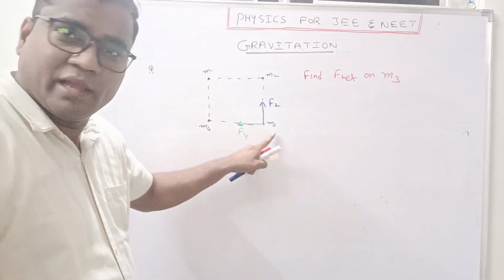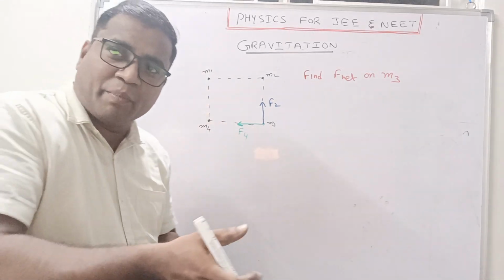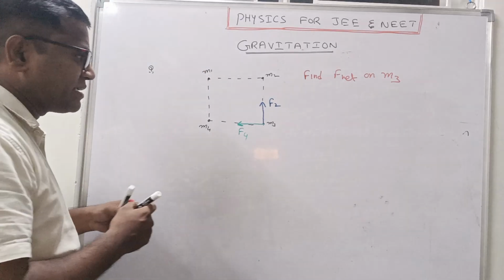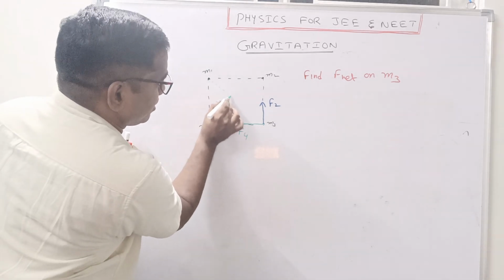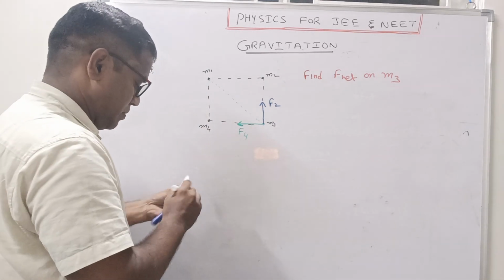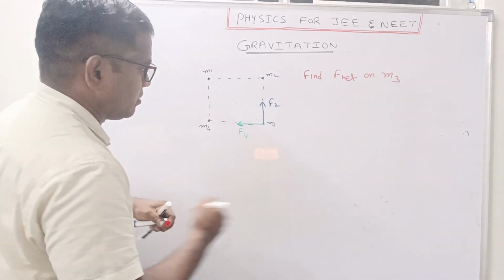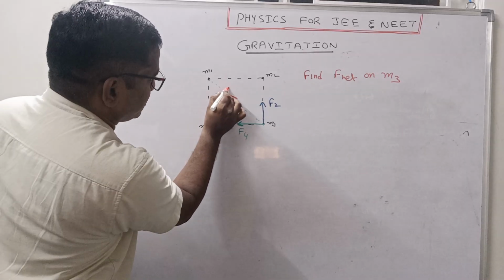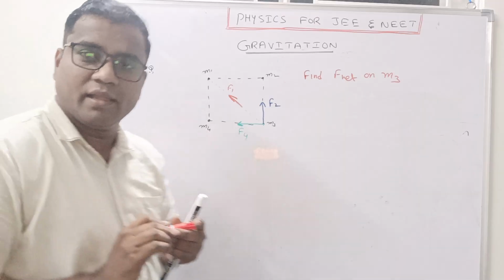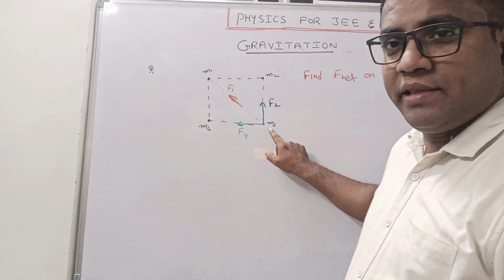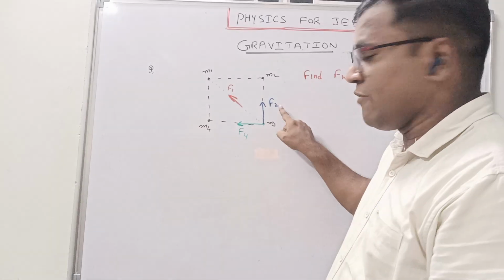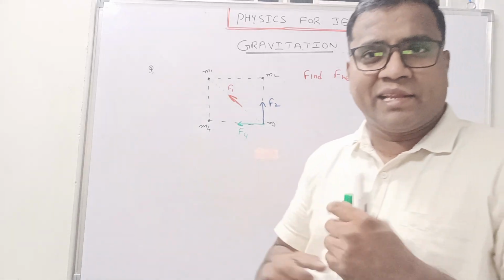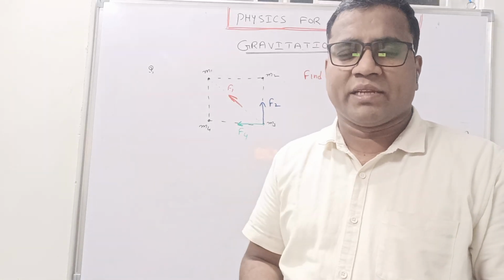In between M1 and M3 also, M3 is attracting towards M1. So if M3 is attracting towards M1, the direction will be this one. See here. The direction will be this one. This force, this is F1, I will write. Clear? So here on M3, 3 forces are acting. One is F2, second one is F4, and third one is F1. So now we have to calculate individually, and after that we have to apply vector addition.